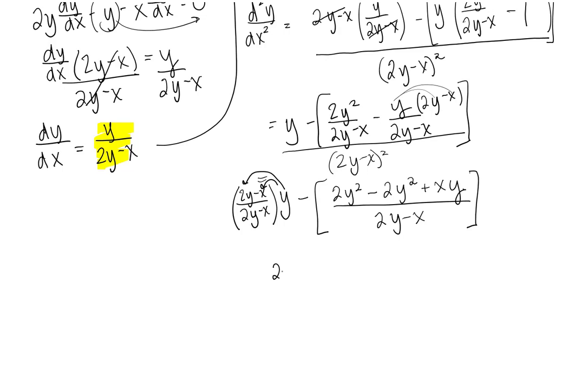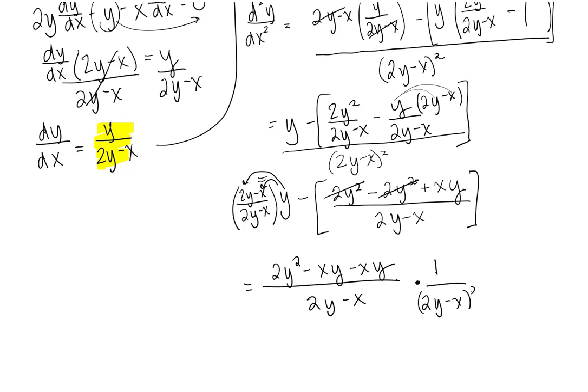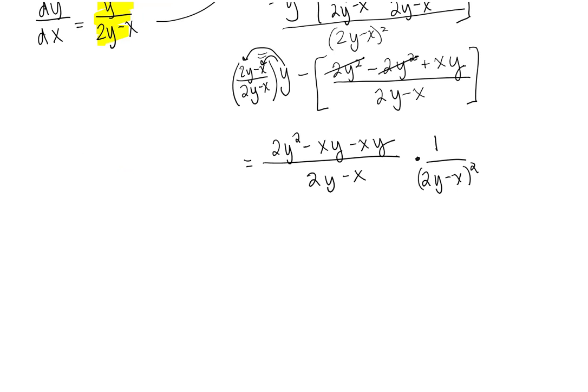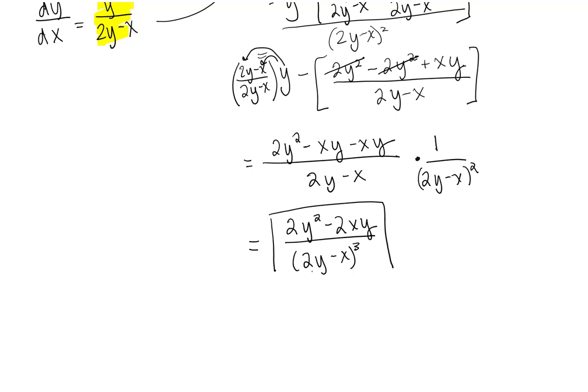So that y gets distributed. I'm left with a 2y squared minus xy. These guys cancel. So I have another minus xy all over 2y minus x. And then instead of dividing by that 2y minus x, I'm going to multiply by 1 over 2y minus x squared. And now when I combine all my like terms, I just realized that I made an error in the answer key, so just check this over. This should be in the numerator, 2y squared minus 2xy, or 2 times y squared minus xy, over 2y minus x cubed. And we can just leave it like that.